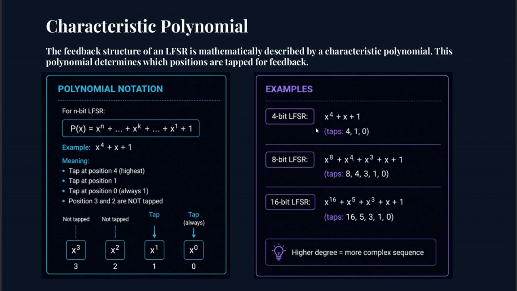Now let us consider some examples. For a 4-bit LFSR, that is x^4 + x + 1, there is a tap position at bit 4 and bit 1. And for an 8-bit LFSR, the polynomial will be x^8 + x^4 + x^3 + x + 1. For a 16-bit LFSR, x^16 + x^5 + x^3 + x + 1. These are some examples for the n-bit LFSRs. As the polynomial degree increases, the sequence complexity and possible circuit length also increase.